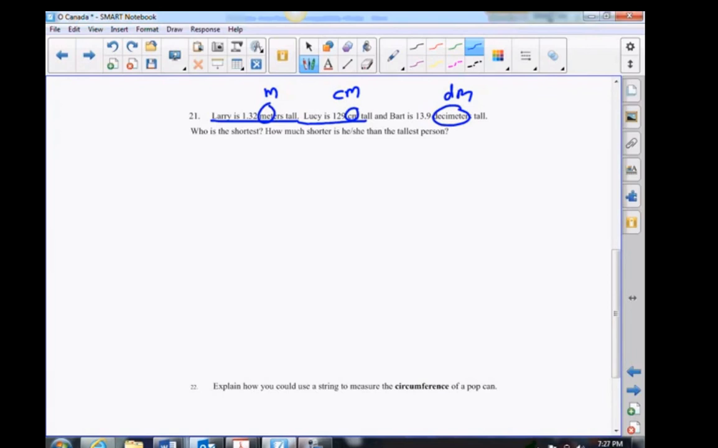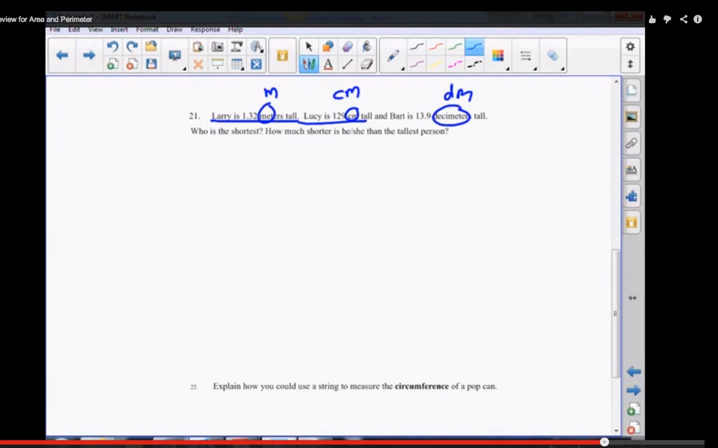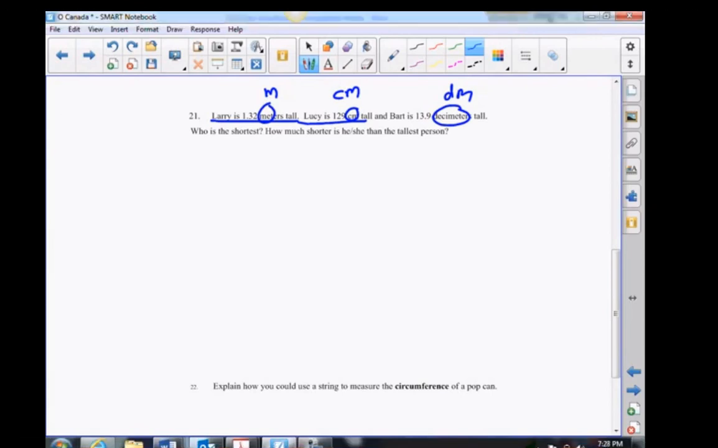To find out who is the tallest, you have to put them all in the same measurement. I'm going to choose centimeters because if I use centimeters, I won't have any decimal marks, and it's cleaner for me to subtract without decimals. So I'm going to make them all centimeters. Before I do that, I'm going to create 3 different sets of stairs, one for Larry, one for Lucy, and one for Bart. But because I'm not dealing with kilometers, I will not need to use 7 stairs. I'm going to only use 4.